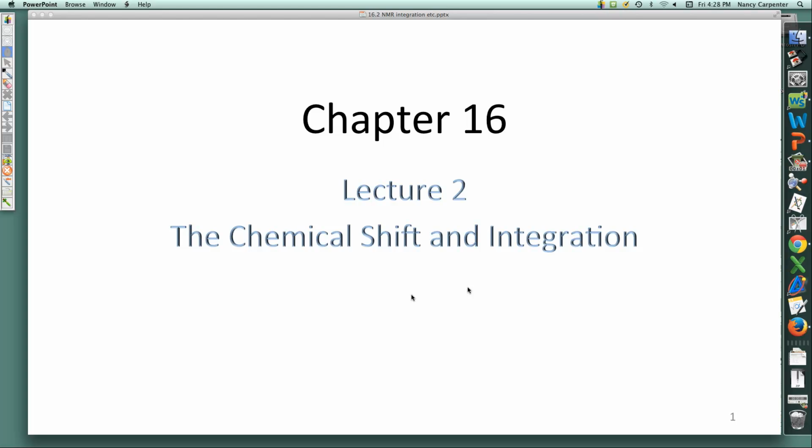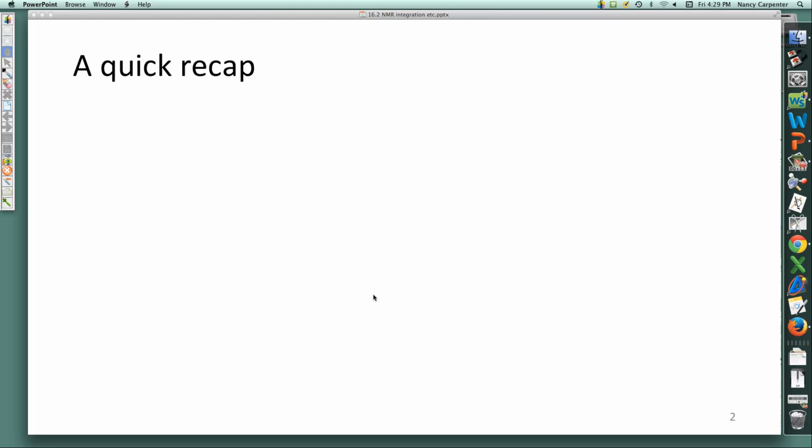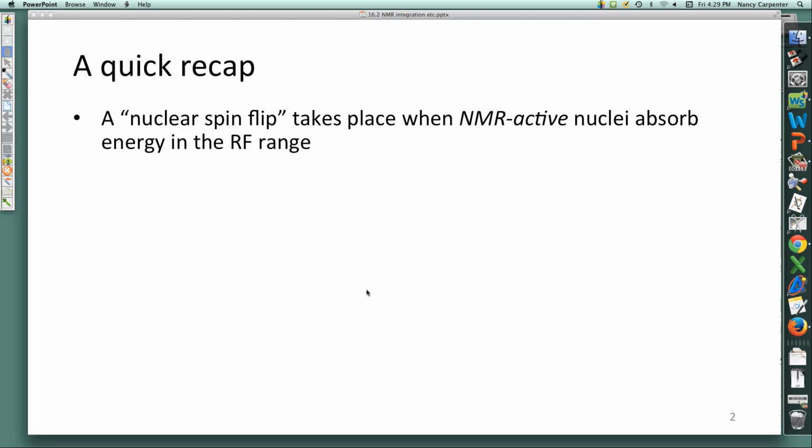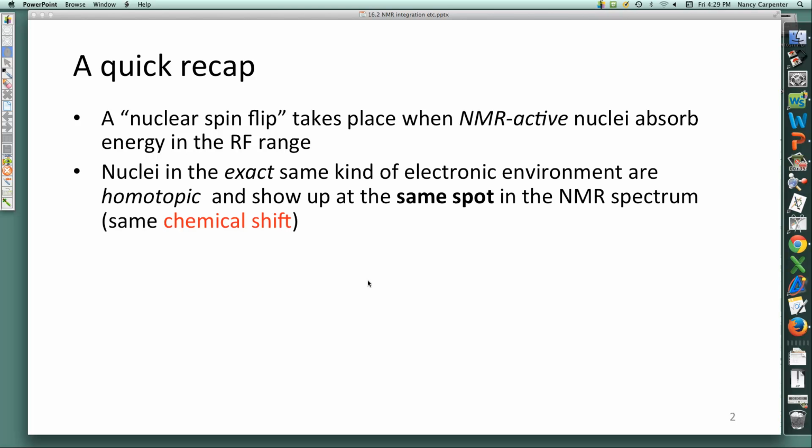The NMR Odyssey continues. Now we're going to dive into gory detail on the chemical shift and wrap up, if I don't run too long, with integration. So just to bring you back up to speed from the last mini lecture, when we're talking NMR, we're talking about a nuclear spin flip, energy in the radio frequency range of the electromagnetic spectrum, tiny amount of energy causes NMR active nuclei to flip their magnetic moments.